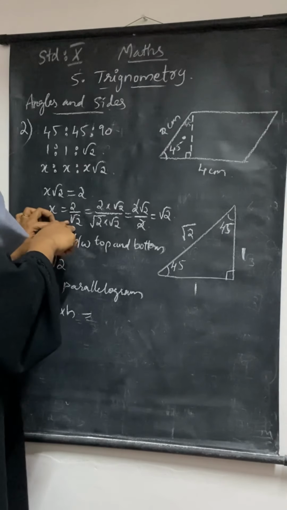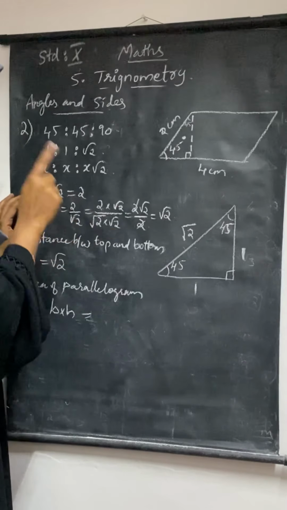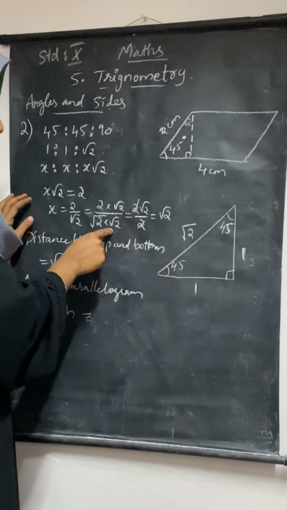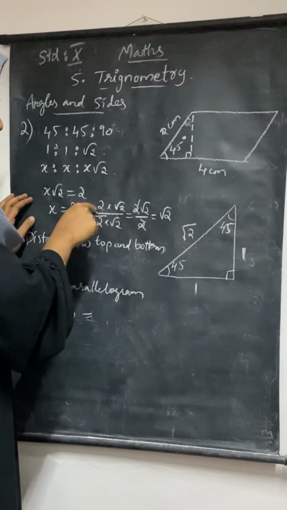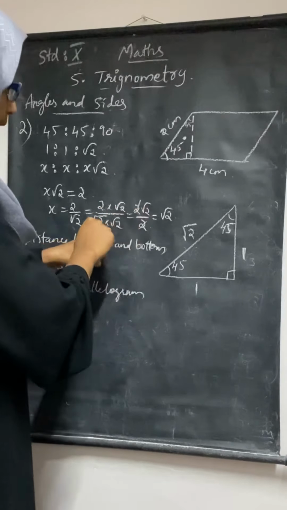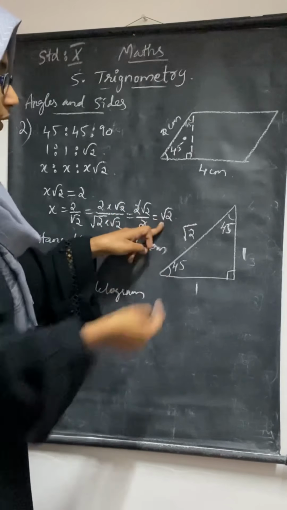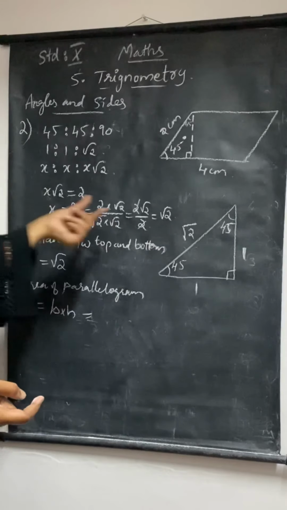So whenever you have a root value in the denominator, we said that we have to cancel that. So how to cancel? The same number you have to multiply in the denominator and the numerator. So 2 into root 2 by root 2 into root 2. So 2 root 2 by root 2 into root 2 will be 2. So 2 cancels, here root 2 you will get. That means x value is root 2.